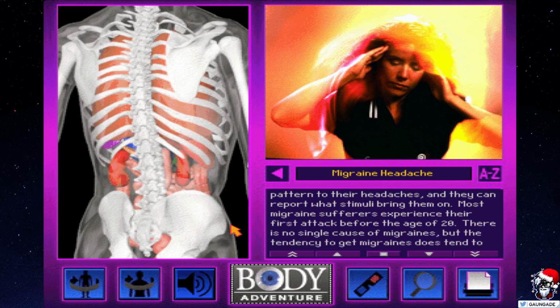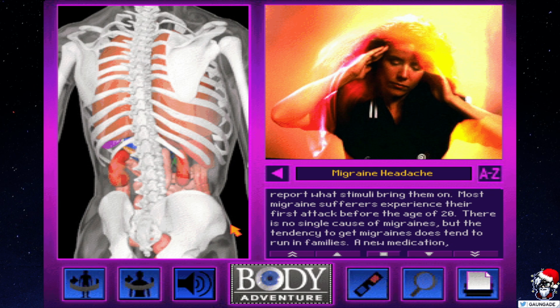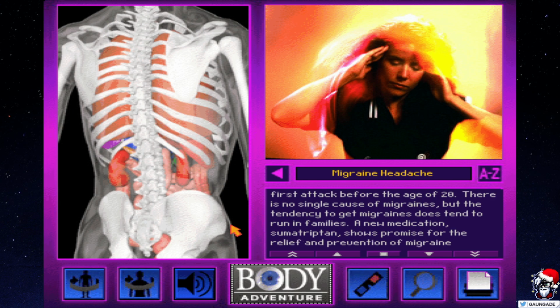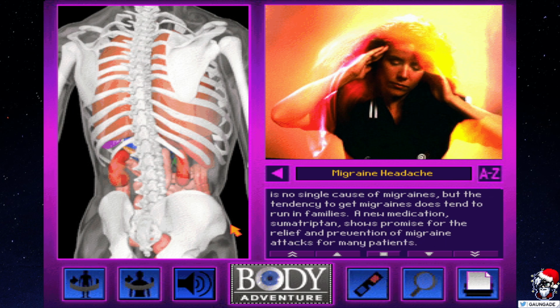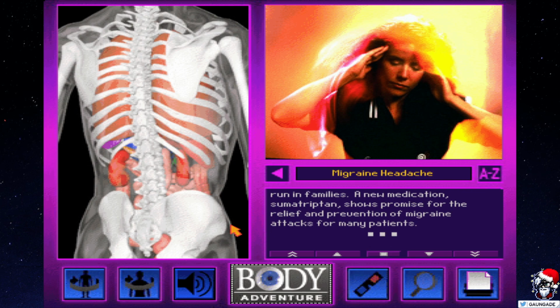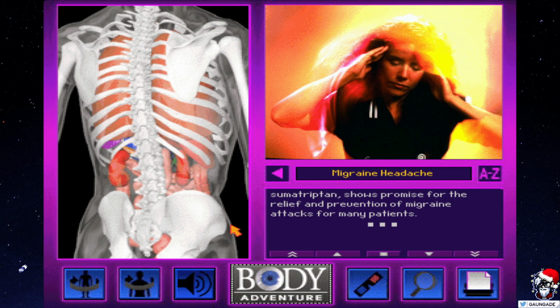Most migraine sufferers experience their first attack before the age of 20. There is no single cause of migraines, but the tendency to get migraines does tend to run in families. A new medication, sumatriptan, shows promise for the relief and prevention of migraine attacks for many patients.